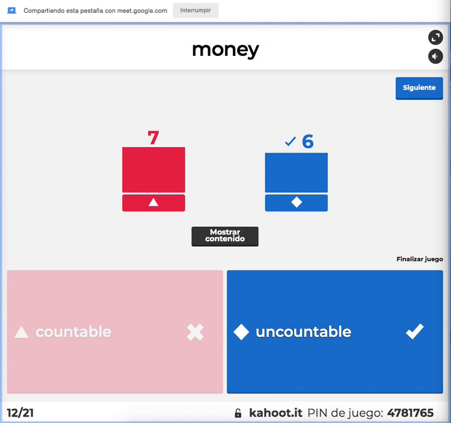What do you think? No. Very good, Mariana. For that reason, money is non-countable. Because you may have 20,000 pesos with 20 bills, or you may have the same 20,000 pesos with just one bill. So, you can count money bills, you can count coins, monedas, but money in general, the concept of money, is not countable. It's non-countable. Let's continue.